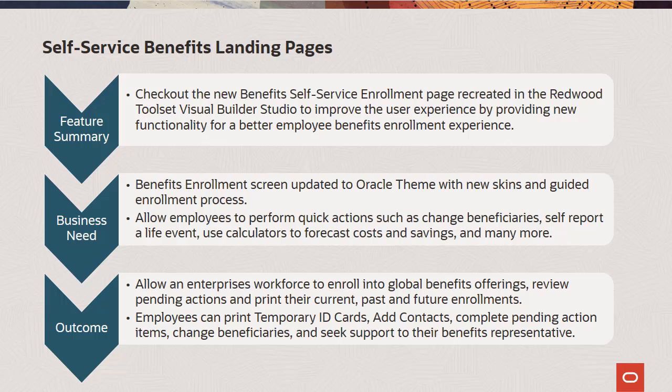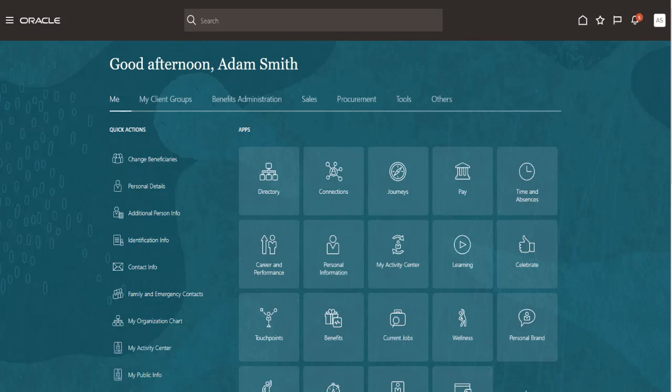Employees can print temporary ID cards, add contacts, complete pending action items, change beneficiaries, and seek support through the benefits representative. We will walk through the employee self-service landing pages. This demo will guide you through the key features and functionalities available on the landing page for self-service benefits.